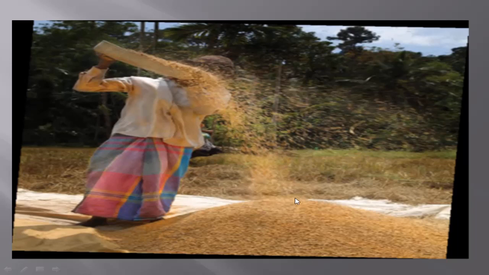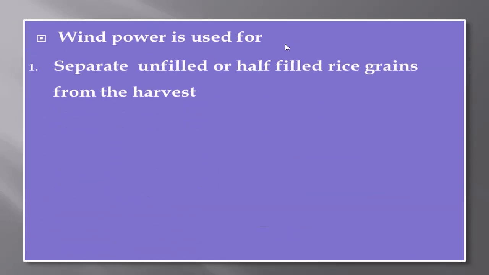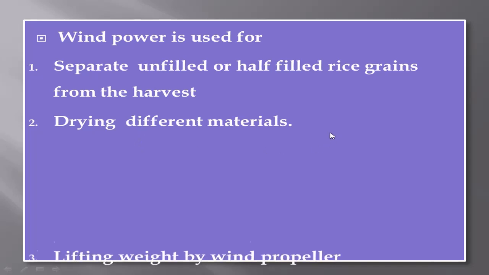Here, wind can be used to separate seeds from the unfilled seeds. Wind power is used to separate unfilled or half-filled rice grain from the harvest. Wind power is also used for drying different materials. Solar energy can also be used to dry different materials, but other than solar energy, wind power is also used for drying.